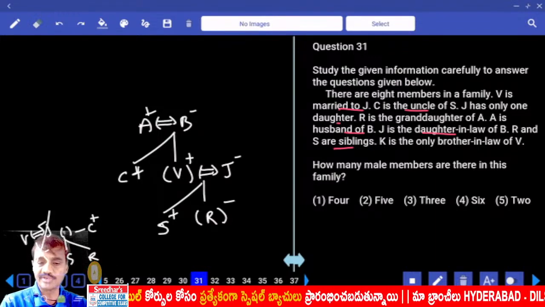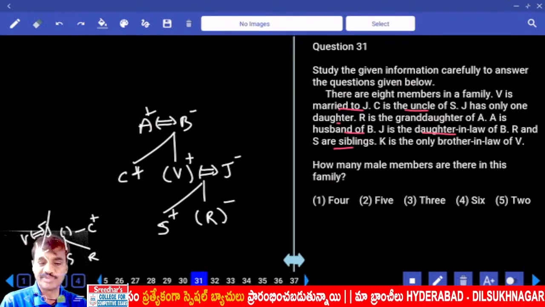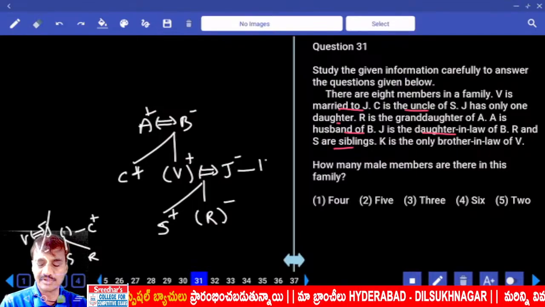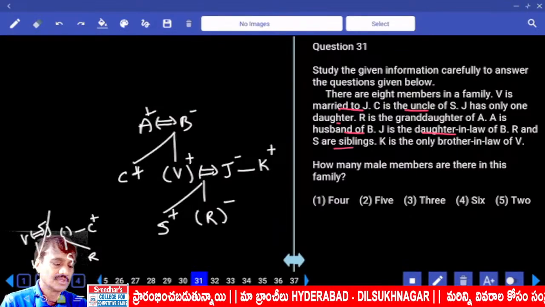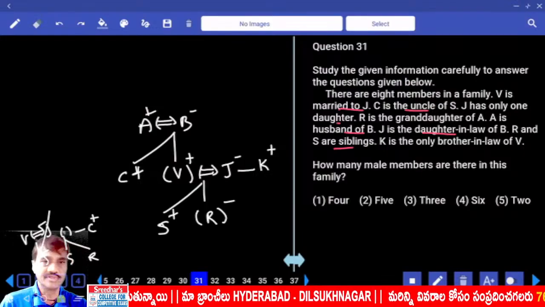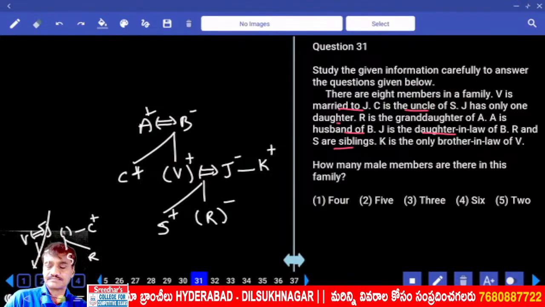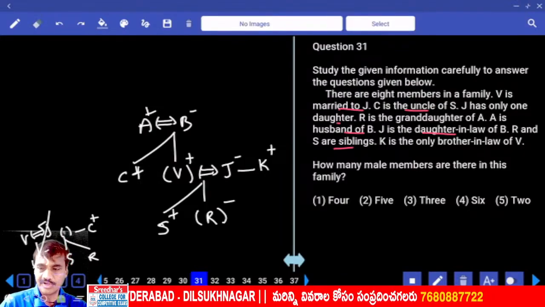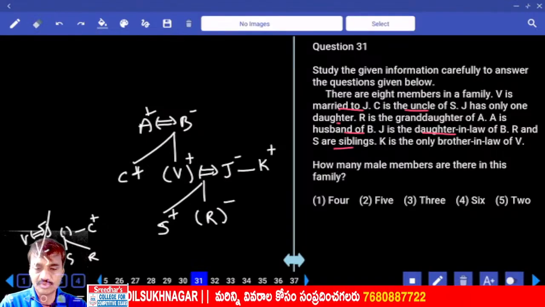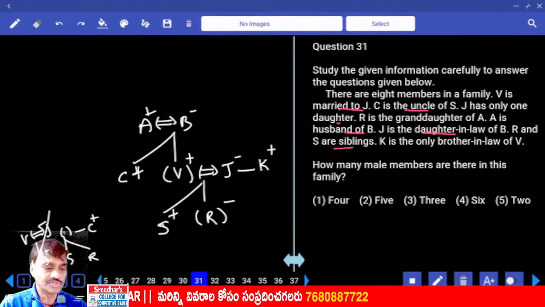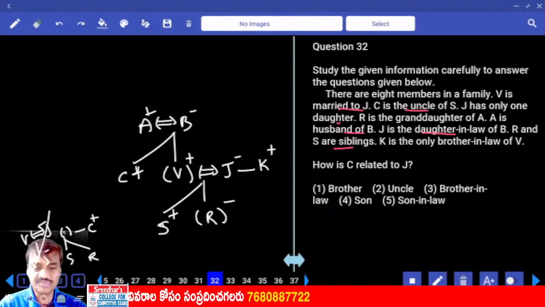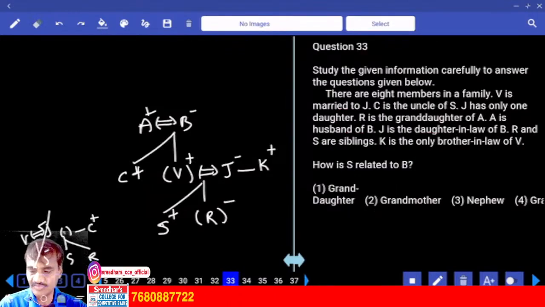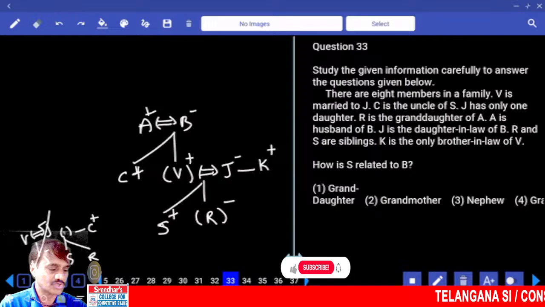K is the only brother-in-law of V. Clear? Then how many male members are there? 1, 2, 3, 4, 5. 5, that is choice 2, question 31. And 32, how is C related to J? J's husband's brother, brother-in-law, choice 3. Then how is S related to B? Now S is the son's son, grandson. Grandson, that is choice 4.